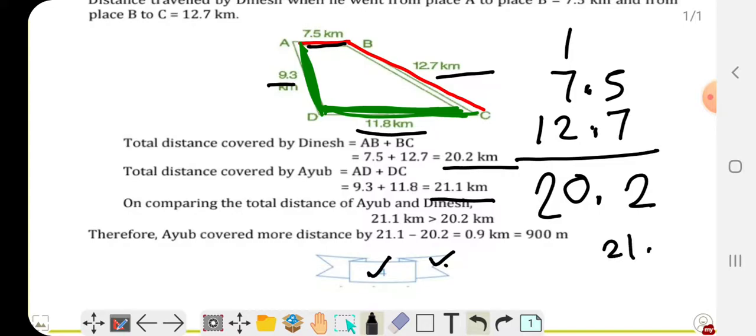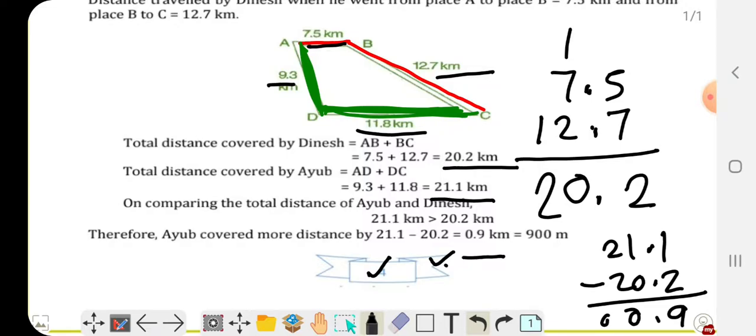So 21.1 minus 20.2. 2 is not subtracted from 1. We will take borrow from here. It will be 11. 11 minus 2, it will be 9. Nothing will remain here. It will be 20, and 20 now 0. So the final answer is 0.9 kilometer, or we can write it 900 meter also.